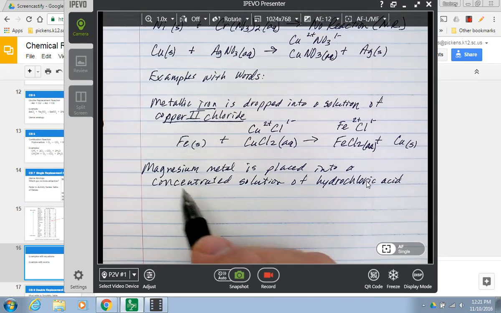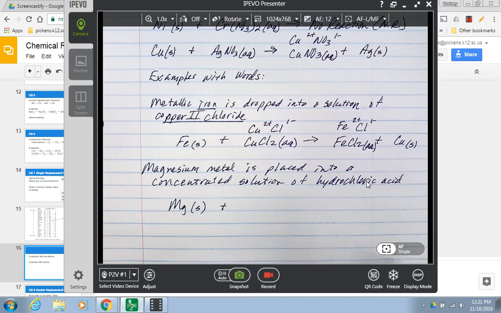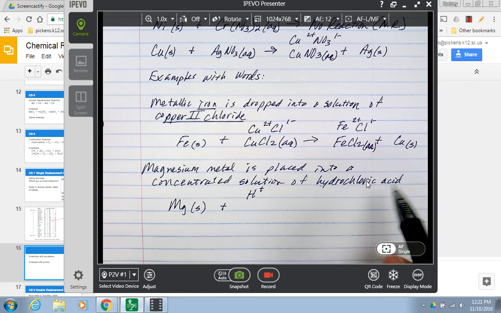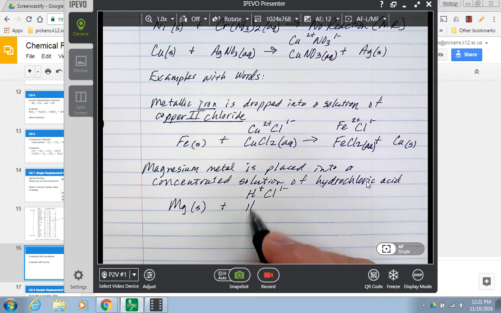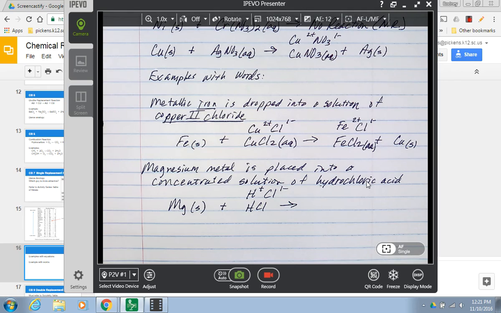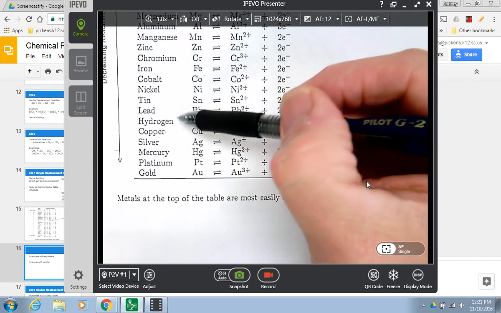All right. So we're going to have magnesium, Mg. It's a solid because it's a metal. It's placed into, so it's going to react with hydrochloric acid. So hydrochloric acid, we have H plus. And remember, if it's hydro-ic, that means it's a chloride, IDE ending on it. So that's one negative. So that gives us HCl. Okay. We look at our activity series, and we have magnesium up here. We have hydrogen down here.